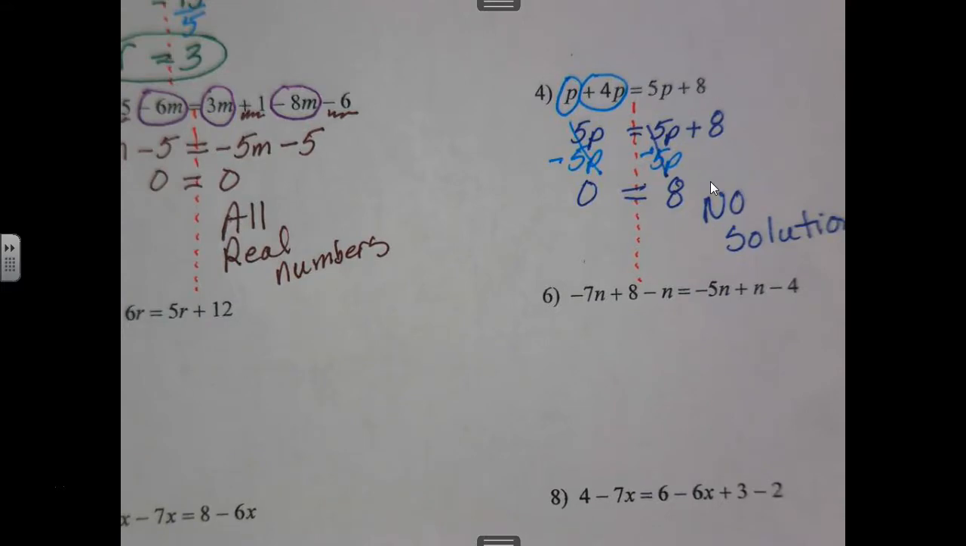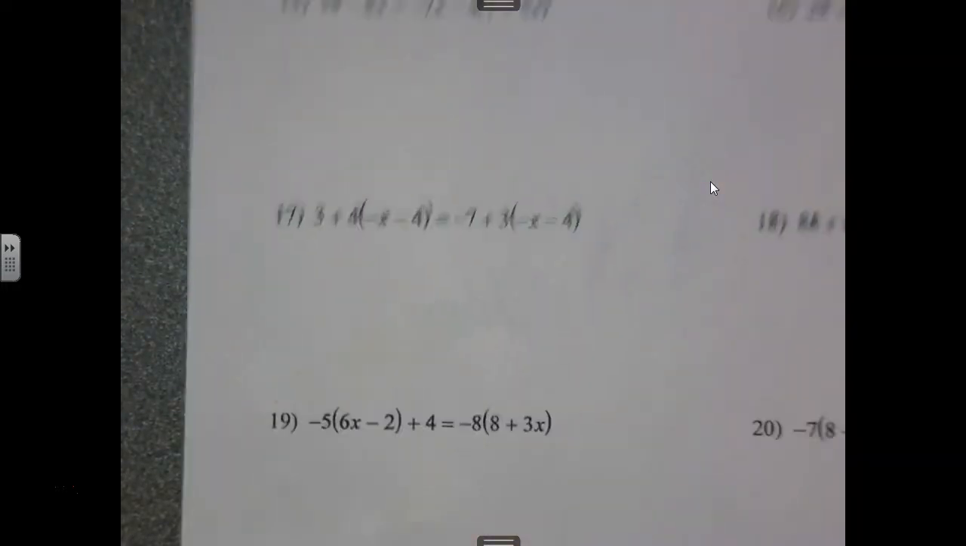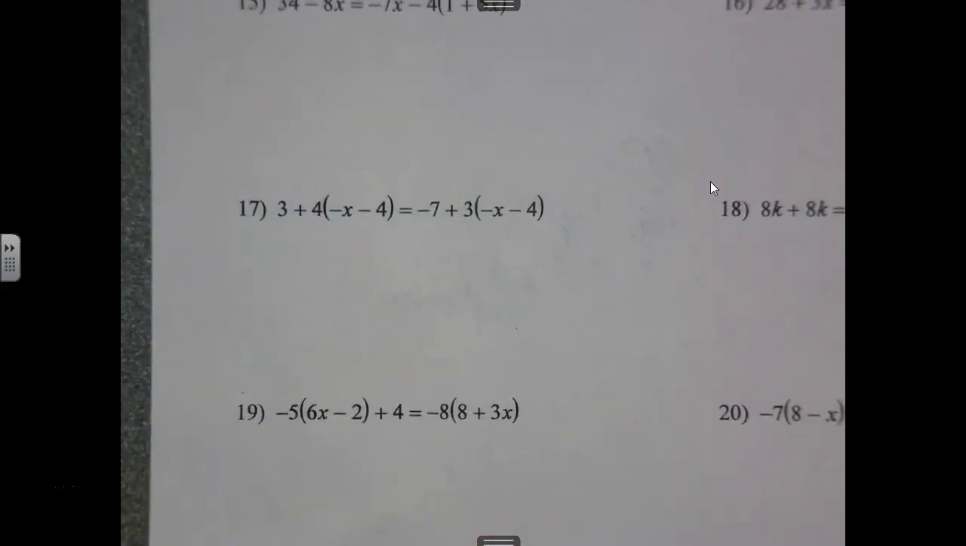I'm not talking to you. Yeah, he's talking to me. Do we need to do another one? Ooh, let's do like number 19.